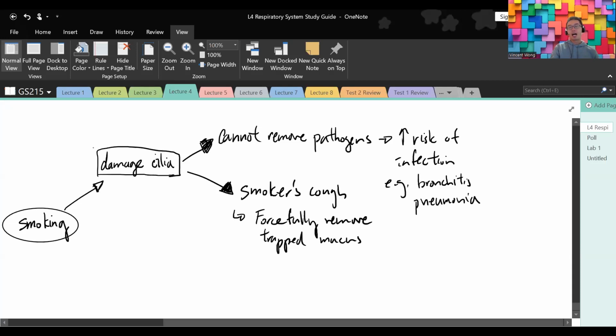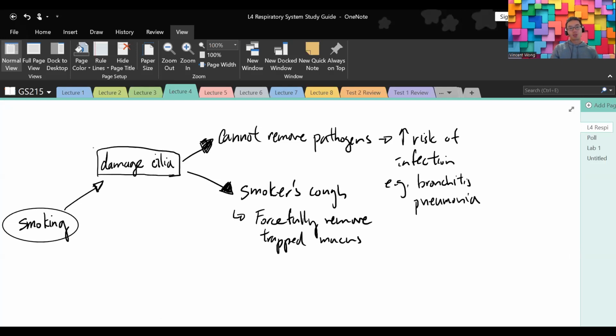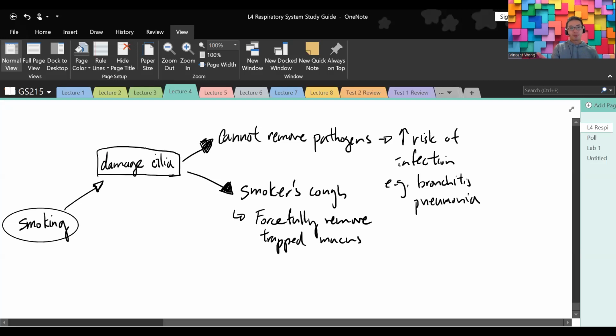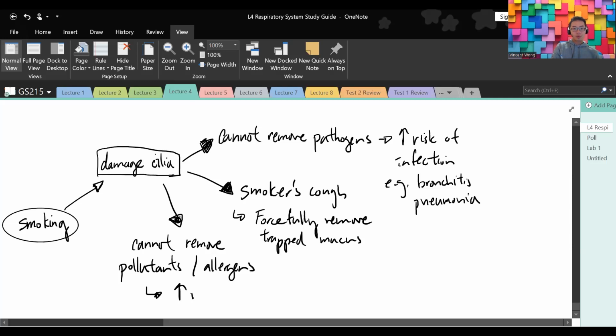Like, it takes some time, right? It takes years of smoking. If you smoke a couple times and then you stop, the cilia is not going to be dead yet. It's constant smoking that causes the damage. Another thing is you cannot remove pollutants or allergens, which means it will increase risk of asthma attack, right?